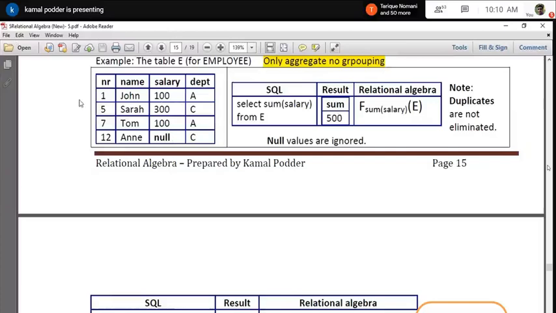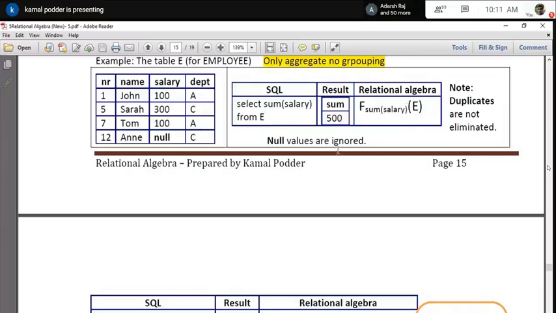If you really want to represent that same operation in relational algebra, then you should write E as your table. Then which function do you want to use? Sum of salary, and you indicate it with the help of F. This indicates, either F or G, whatever you like, that you apply this aggregate function to E. Automatically it will apply to all the records in the table and return you 500.